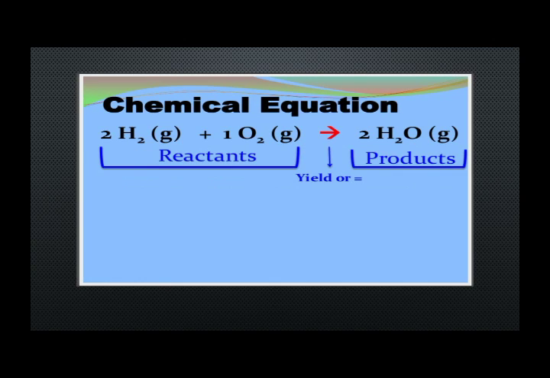Here you can see a very common chemical equation which we commonly use as an example in our physical classes as well: the reaction between hydrogen and oxygen and the formation of a water molecule. Here you can see that two molecules of hydrogen are reacting with one molecule of oxygen and forming two molecules of water.